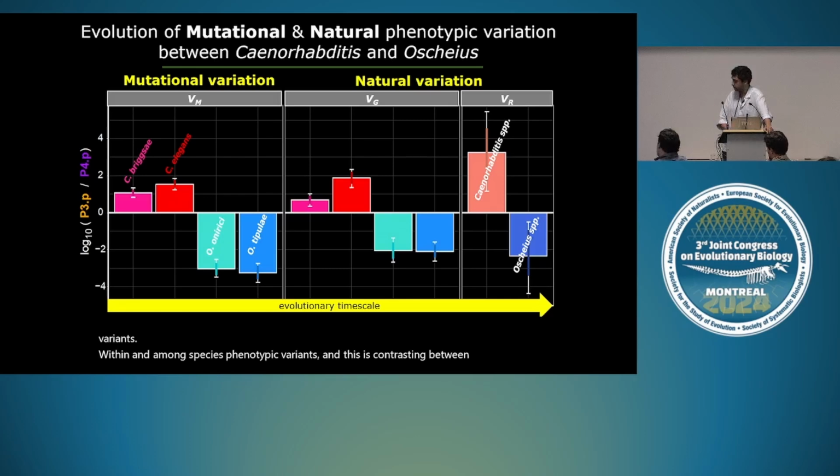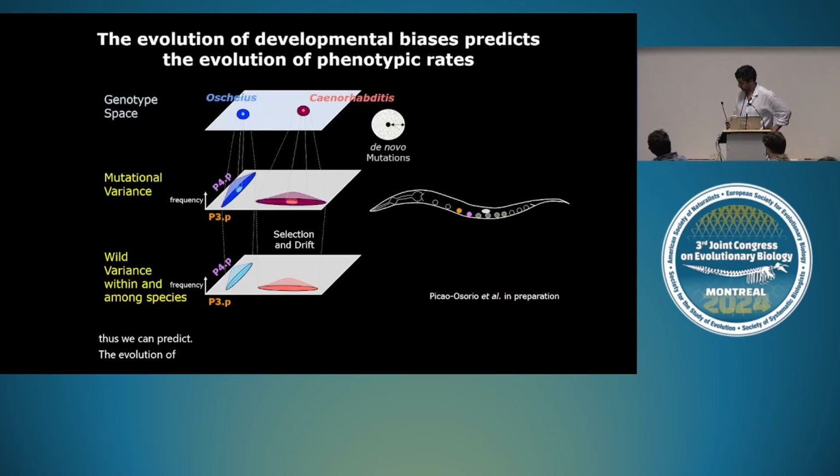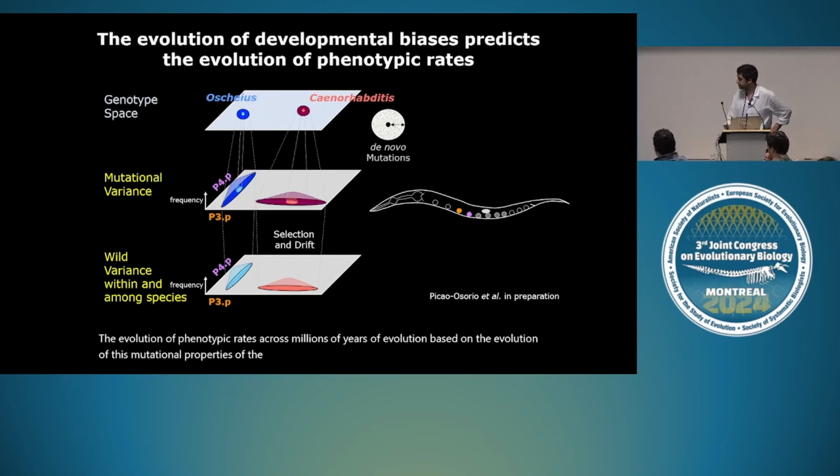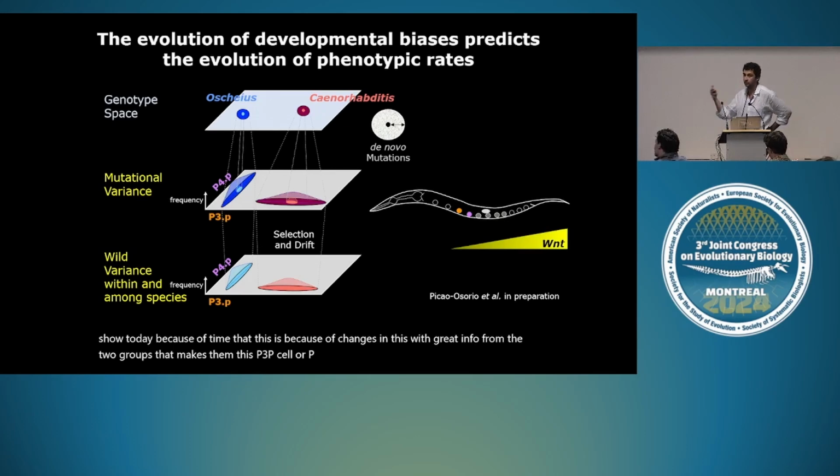Thus we can predict the evolution of phenotypic rates across millions of years of evolution based on the evolution of these mutational properties of the system. We have some evidence that I'm not going to show today because of time, that this is because of changes in the Wnt gradient from the two groups that makes this P3p cell or P4p cell more or less sensitive to incoming variation, being genetic, stochastic, or environmental.